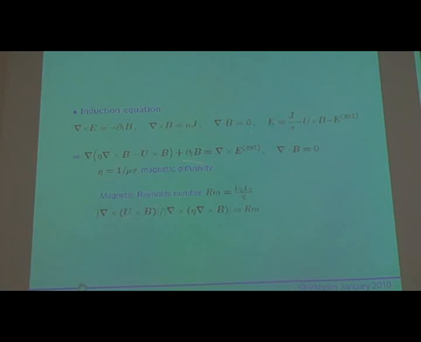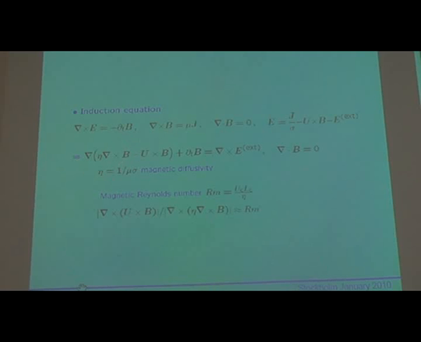You can define the magnetic Reynolds number. The magnetic Reynolds number is in fact the ratio of the induction term here to the diffusion term here. That means in the case of small Rm, the u cross B term is not very important. In the case of very large Rm, it is very important compared to the diffusion term.